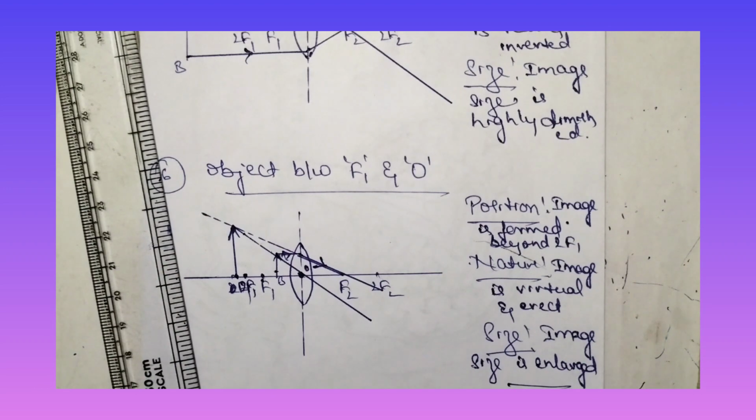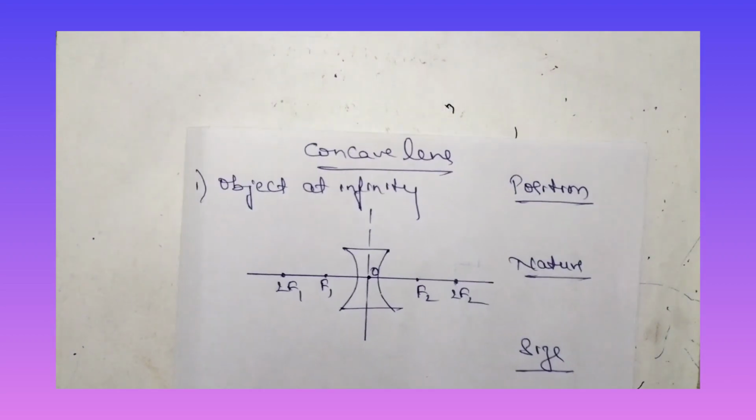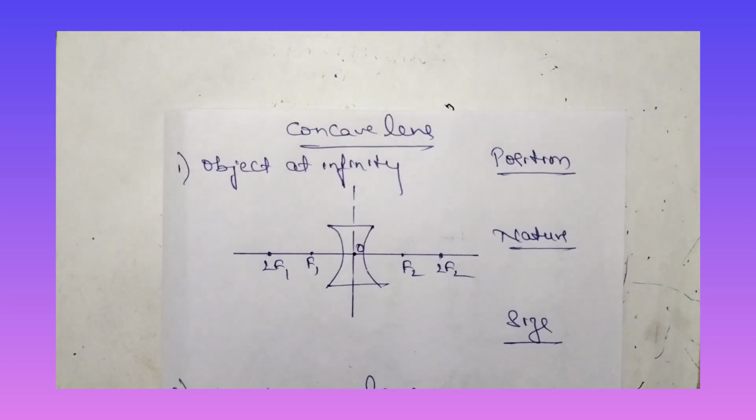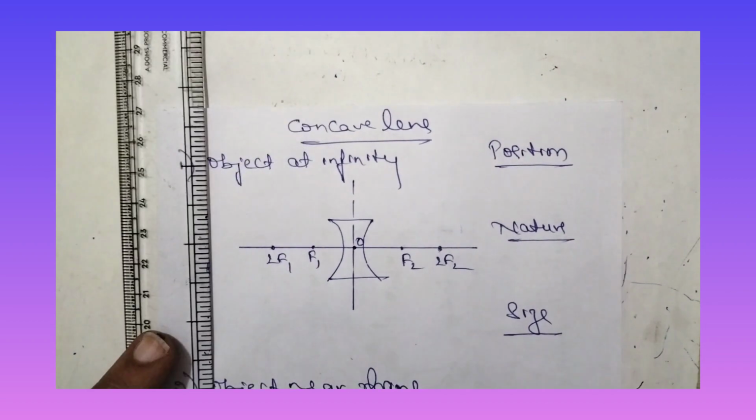In the fifth position, a real and inverted image is formed, and in the sixth position, a virtual and erect image is formed. So this is about the convex lens. Now let us move to the concave lens. In the concave lens, we are going to take two positions. One, when the object is kept at infinity. Let us see what happens when the object is kept at infinity.